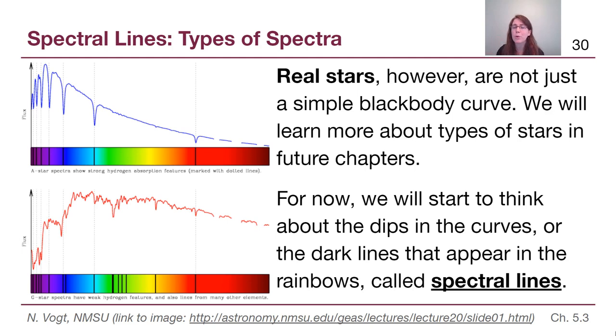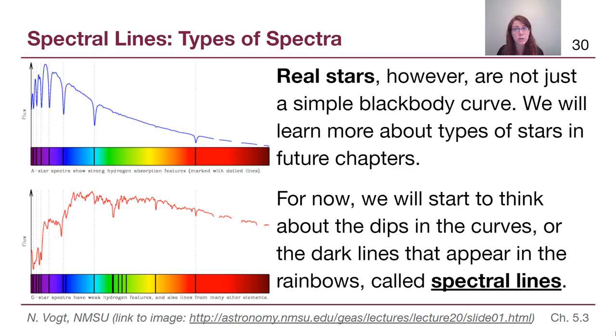Now, the other important thing that we now have to add is that real stars are not simple curves. They have dips where they're missing particular wavelengths of light, and all of that is going to be something that we build on in this chapter and in later chapters. This particular image here compares two different types of stars. We will learn about those spectral types in a later chapter. But for now, we can at least recognize that both of those lines drawn are not smooth curves. There's more going on here. And beneath them, there's a little rainbow shown with dark lines.